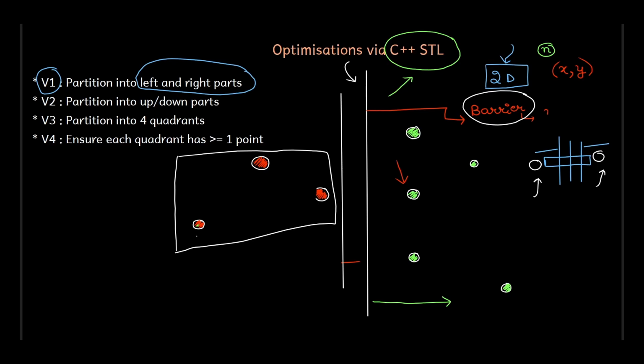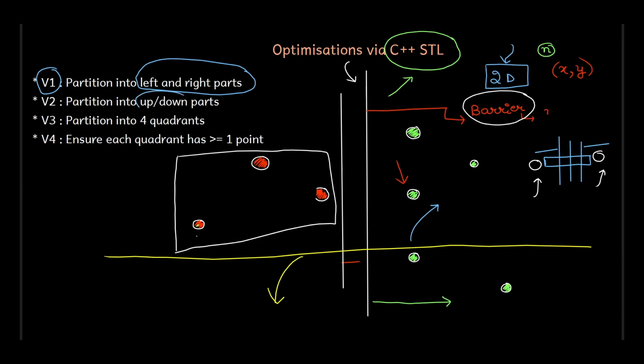And in the second version of the problem, you have to answer the same query, but this time you have to place a horizontal barrier instead of a vertical one. So for example, if you place this horizontal barrier over here, then all the points that are below this barrier will be colored, let's say, yellow, and all the points that are above this barrier will be colored blue. So you have to find out in how many ways can you place barriers such that the region is split into up and down parts.